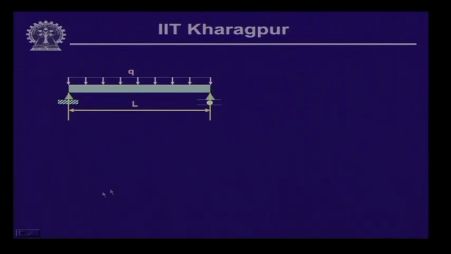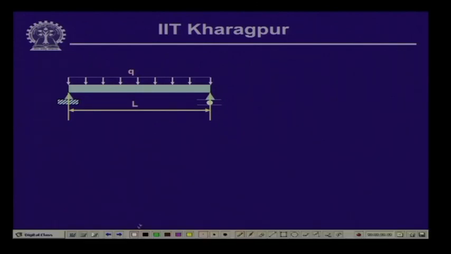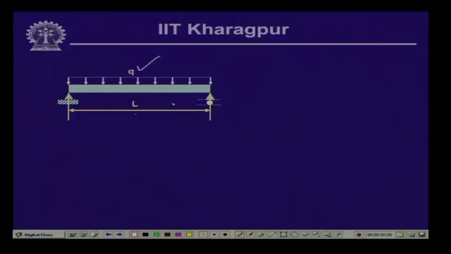Now, let us look into what happens to the shear force and the bending moment diagram if a simply supported beam, instead of a concentrated load, is subjected to a uniformly distributed load of intensity q over the length L. Here as usual we have the reactive forces acting. Let us call this end as A, this end as B, and here the reactive force which is acting is R B, this as R A, and we have the horizontal force H A.